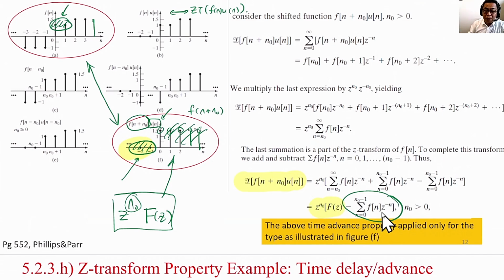So when you perform Z transform for time advance, you not only have to deal with the signal that is present in both f[n] and f[n + n0], you have to get rid of the signals that have been shifted out into the anti-causal side.